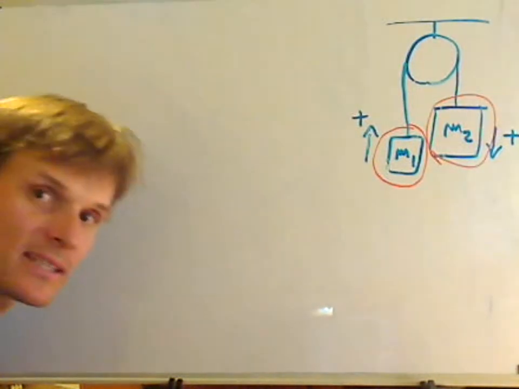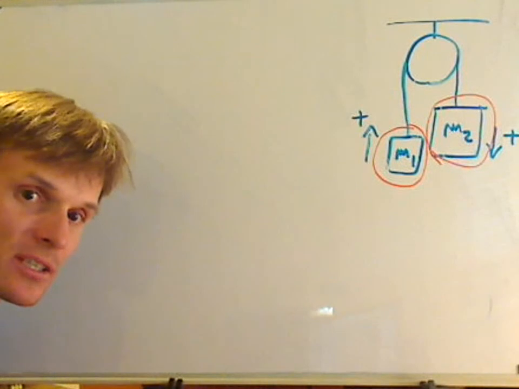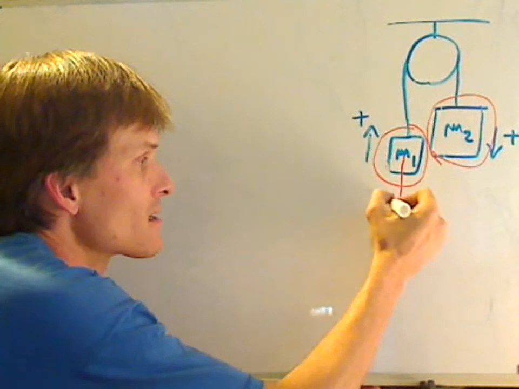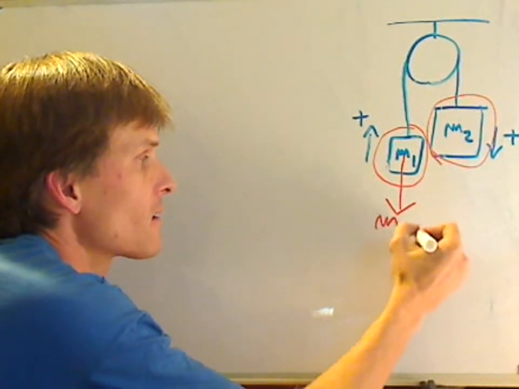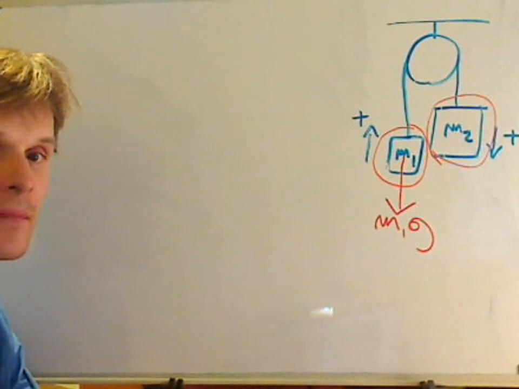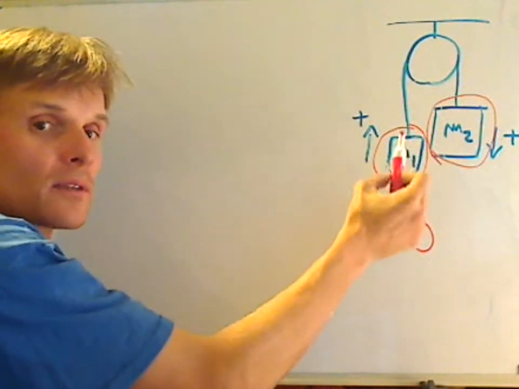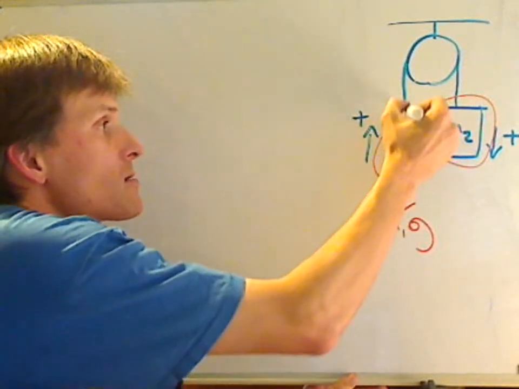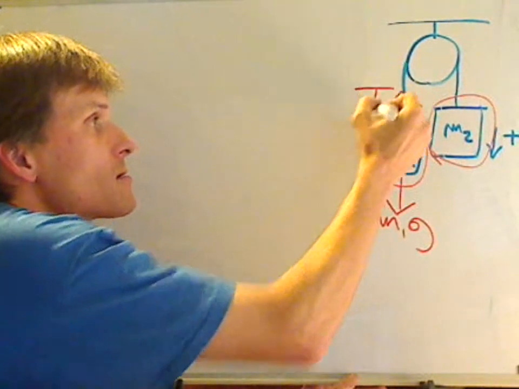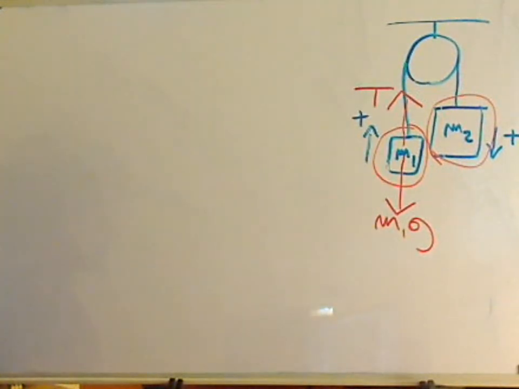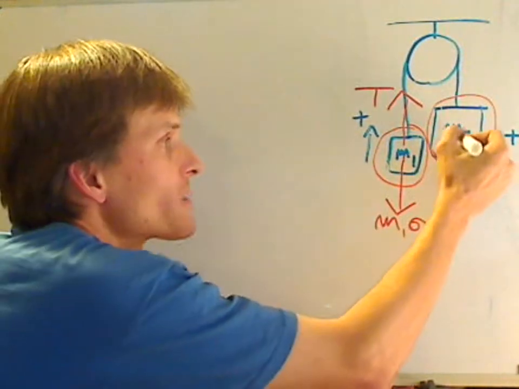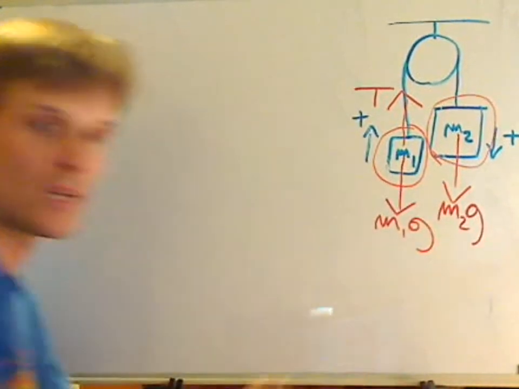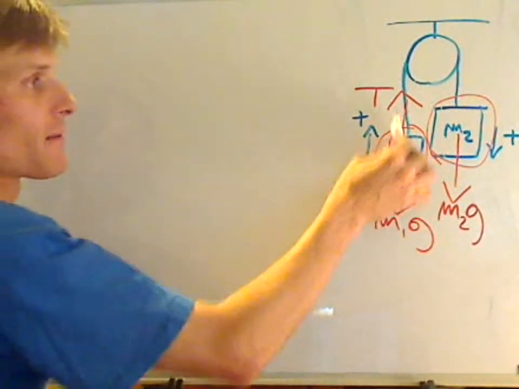Okay? So let's identify the forces acting on each system. First for M1, well, there's always gravity, M1G, pulling down. Now, the tension in the rope is pulling on this system upward. So there's the tension. Now for M2, there's always gravity again. There's our M2G. And there's tension in the rope.